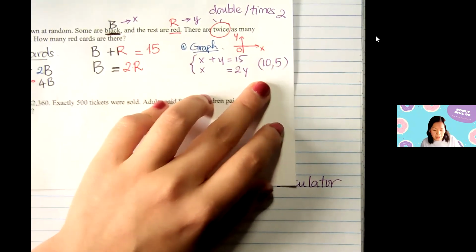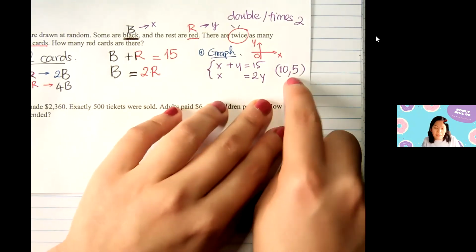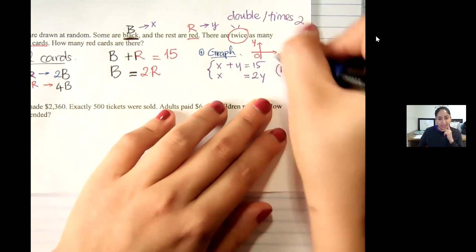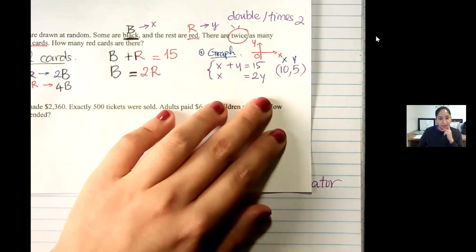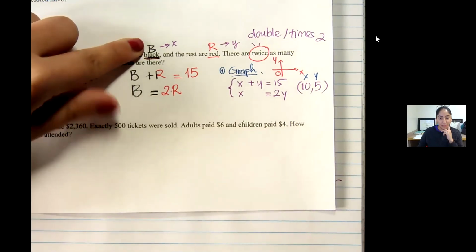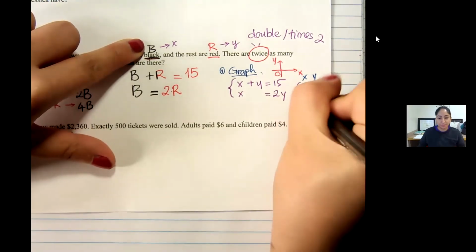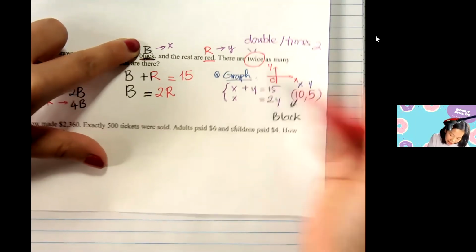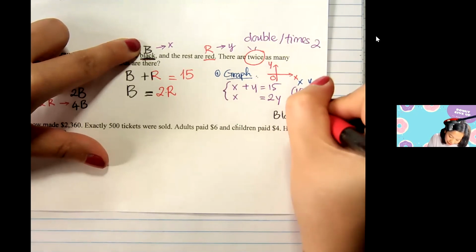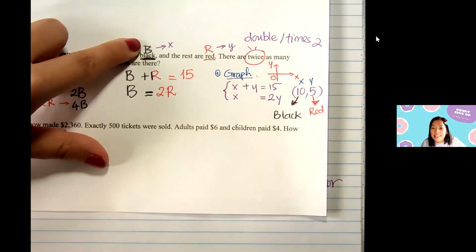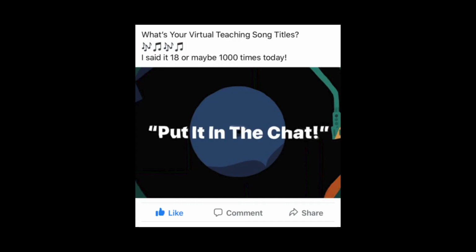What do you think it means when the answer is 10 and 5? Well, ordered pairs are usually X, Y. So that means that 10 is X and 5 is Y. But then X means black. So we have 10 black cards and 5 red cards. Beautiful. Do you hear that, guys? Does it make sense? In the chat box, let me know.